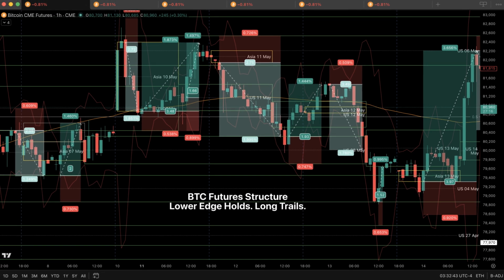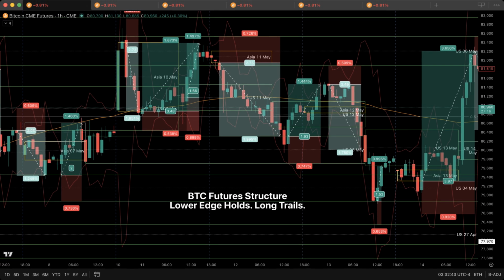Price drops. Then it lifts again. The lower edge keeps getting tested. That is where the long begins.